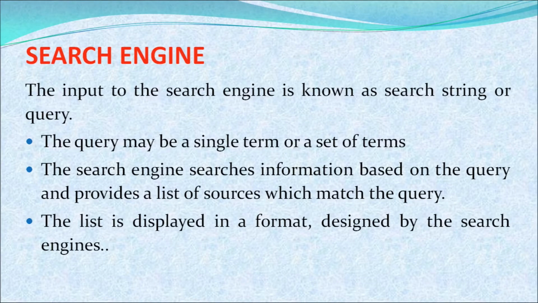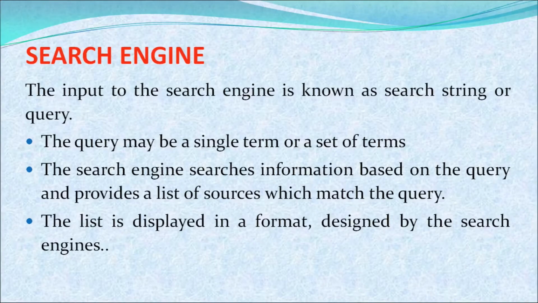The query may be a single term or a set of terms. The search engine searches information based on the query and provides a list of sources which match the query. Whatever query or search term you have put, it will provide you a list of the sources. The list is displayed in the format which is designed for the search engine. Like we said about the interface, different search engines have their own interface.